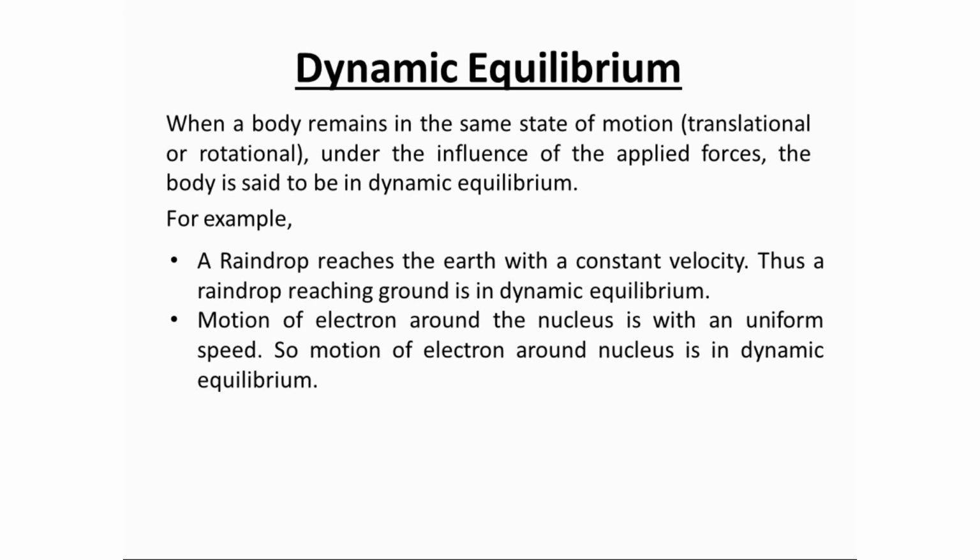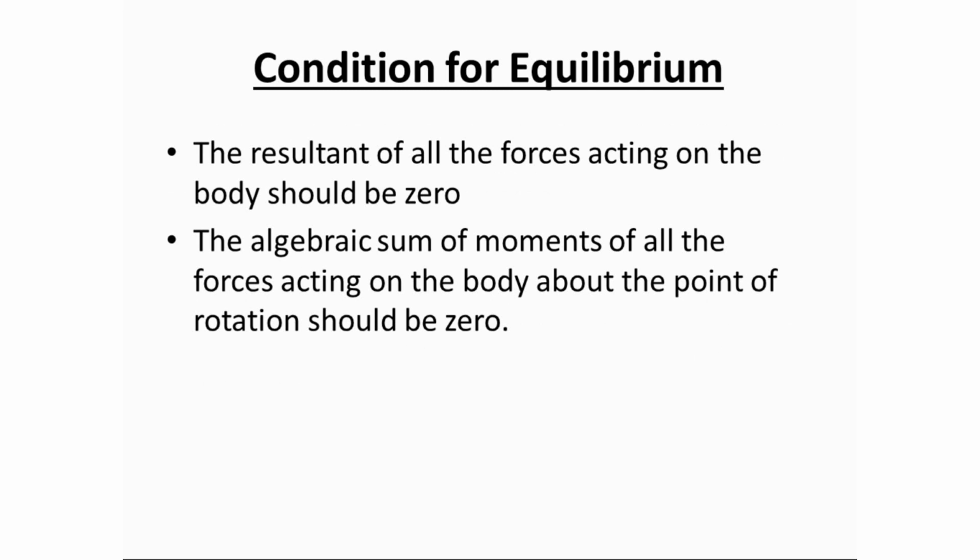Another example is the motion of electrons around the nucleus of an atom with a uniform speed. So, the motion of an electron around the nucleus is in dynamic equilibrium. So, what are the conditions for a body to be in equilibrium? First, the resultant of all the forces acting on the body should be 0, and second, the algebraic sum of moments of all the forces acting on the body about the point of rotation should be 0.